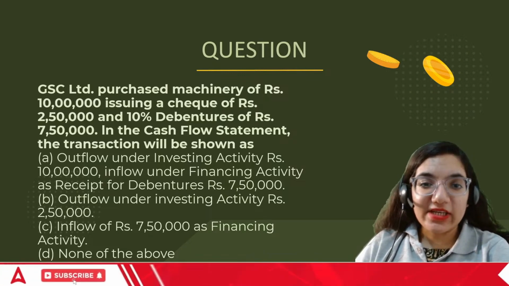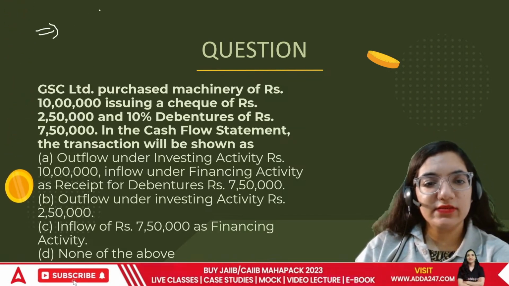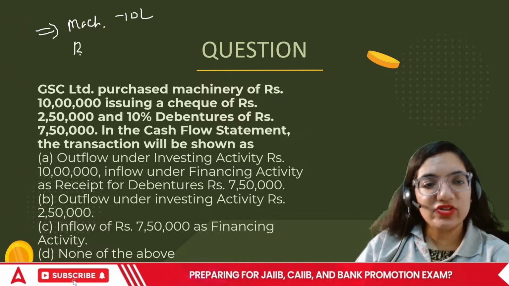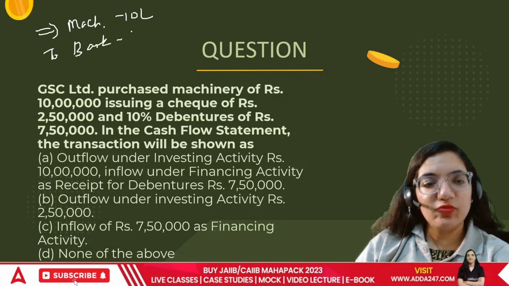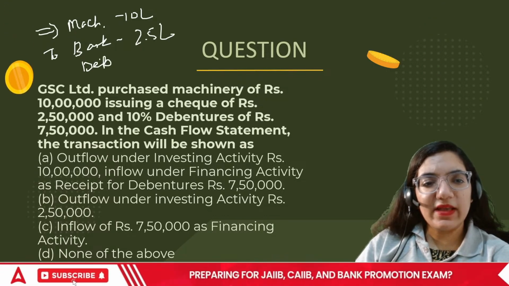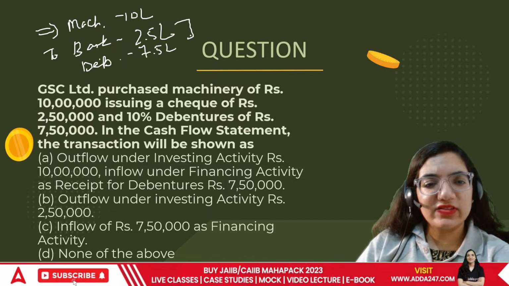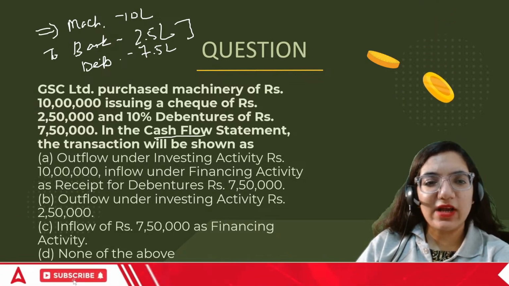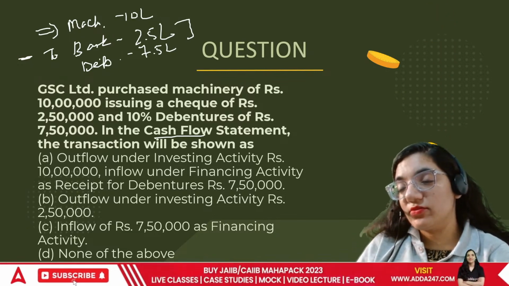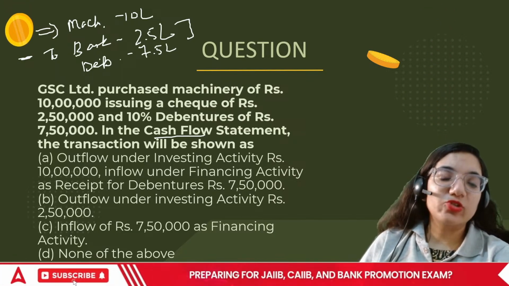GSC Limited has purchased something. They have got a machinery worth rupees 10 lakhs, issuing a check. So how are the payments made? To bank 2.5 lakhs, debentures 7.5 lakhs. So if I am looking only at cash flow na, that is only bank. If I'm supposed to make a payment of 10 lakh altogether, only 2.5 lakh is made in cash. Remaining is not made in cash na. So the entire portion will not be considered.